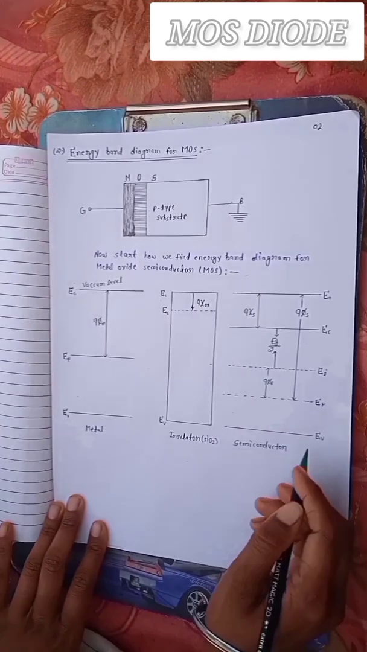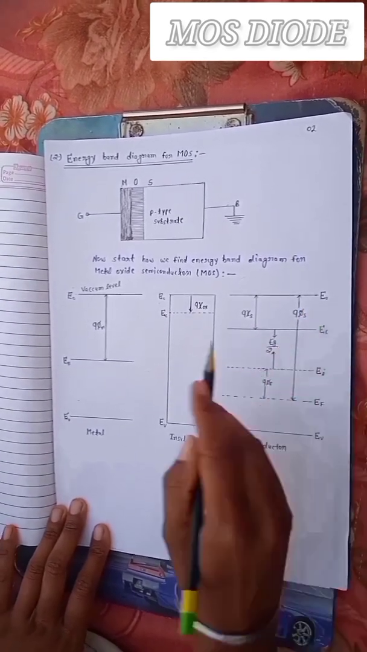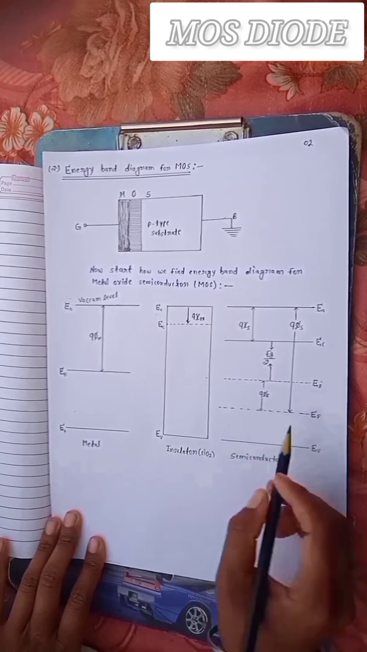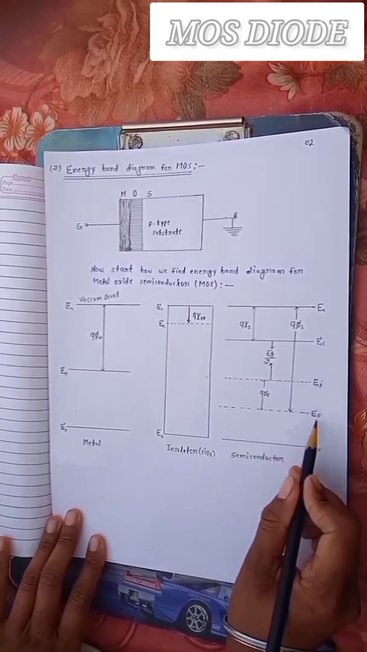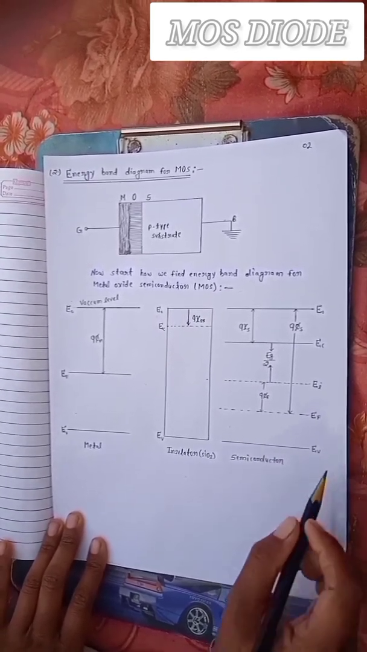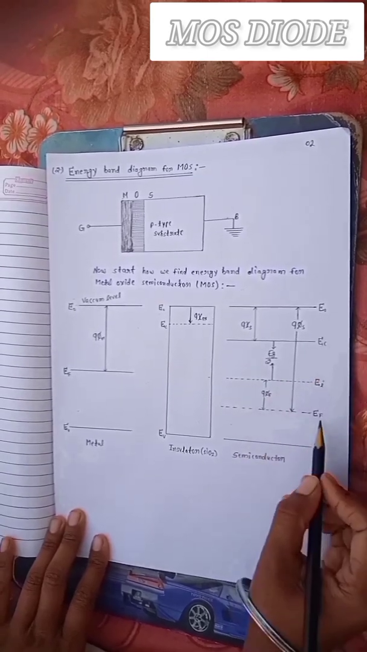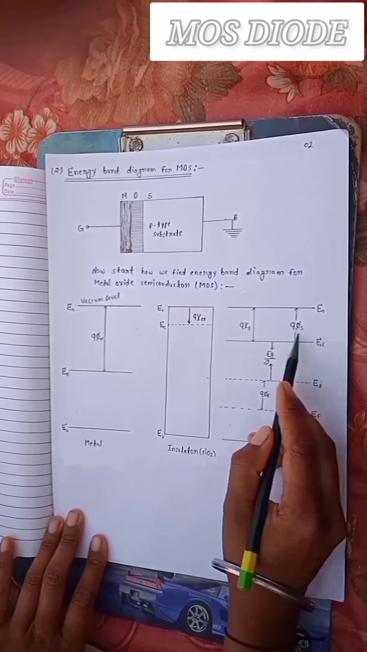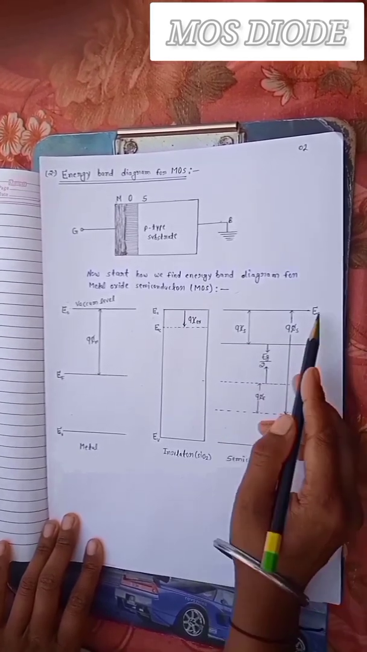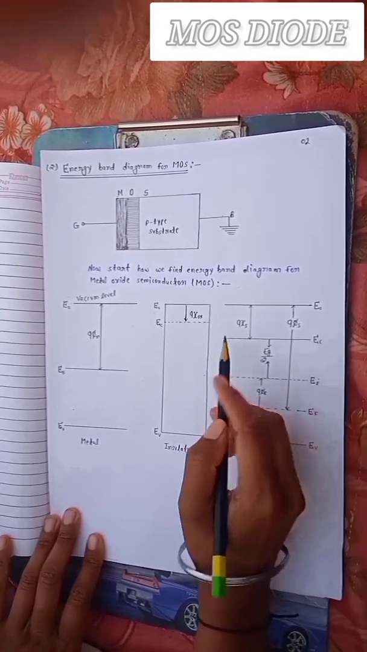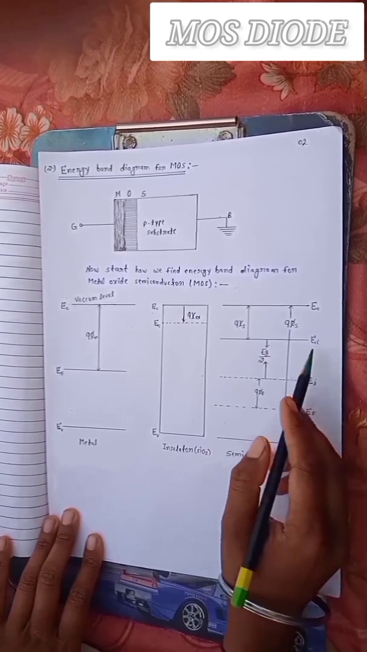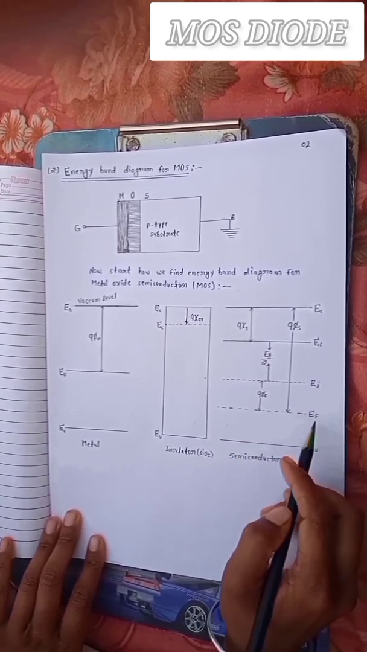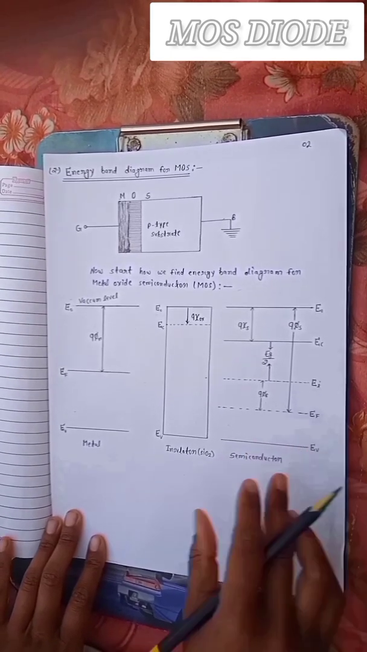And for the semiconductor, E naught is the vacuum level, EC is the conduction band, EI is the intrinsic level, EF is the Fermi level, and EV is the valence band. The difference of E naught and EF is Q phi s, which is called the semiconductor work function. The difference of E naught and EC is Q chi s, the difference of EC and EI is Eg by 2, and the difference of EI to EF is Q phi f.